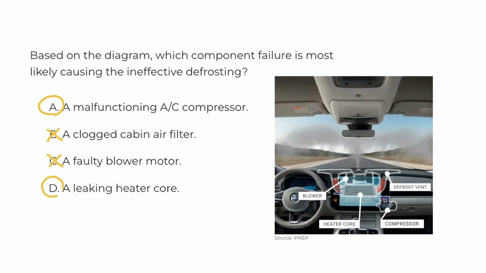And then we have D, a leaking heater core. This would function to add moisture and a sweet coolant smell or a film formation. It's possible, but you'd expect those telltale signs as well, which is not reported in the question, and again is not strongly correlated to this ineffective defrosting. So D is also incorrect, and again our correct answer is A.